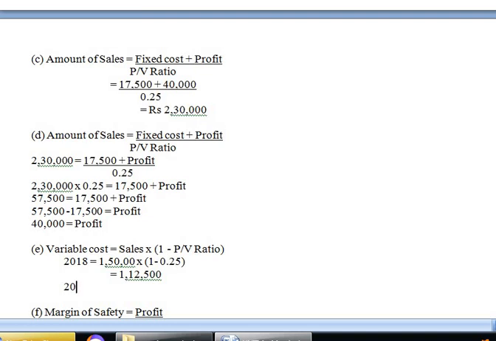Now for 2019 we will calculate. 2019 is equal to, now sales for 2019 is 1,70,000 into 1 minus PV ratio, 0.25. So that will be equal to 1,27,500. Hope so everybody is understanding.